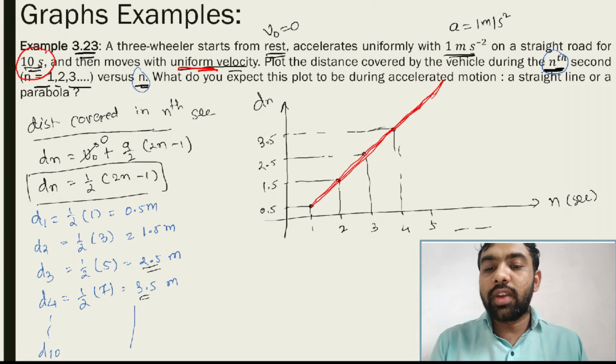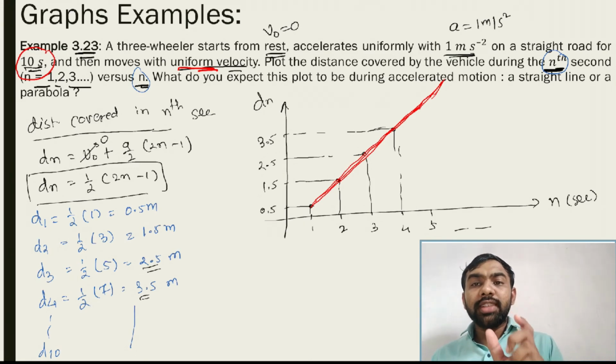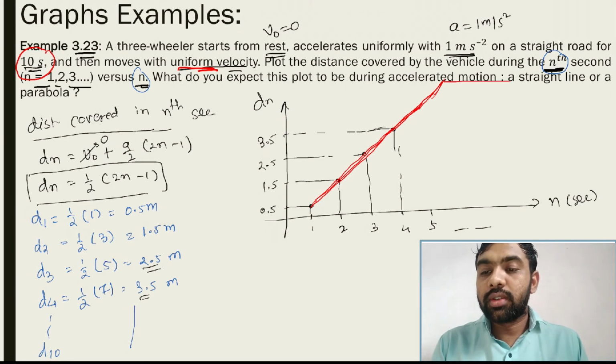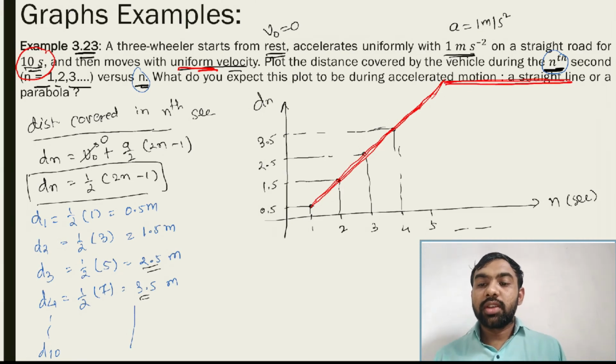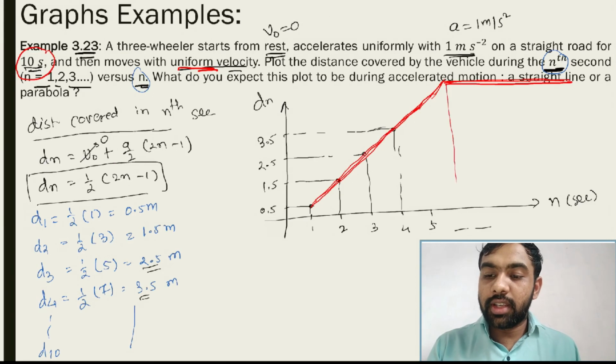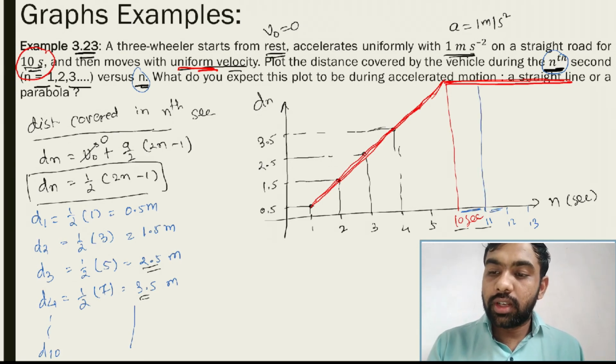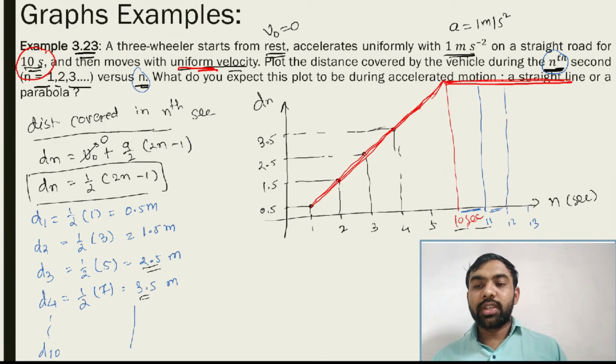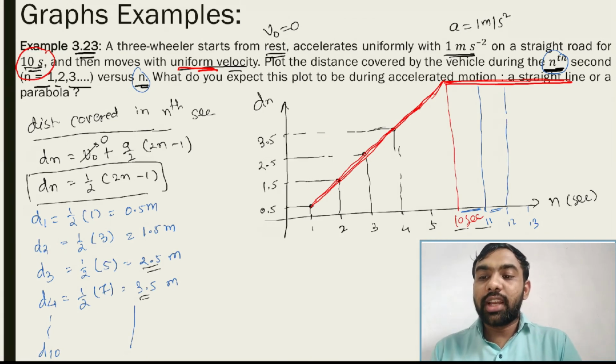So after 10 seconds it moves with a constant velocity. Constant velocity means the same distance covered in each time. So this is a horizontal straight line. Why is it horizontal? Suppose this point represents 10 seconds. Consider any time, suppose 11 second, 12 second, 13 second. In each second it covers the same distance. Why? Uniform velocity. So the graph is a horizontal straight line. So that is the graph between dn versus n. And what is the second question?